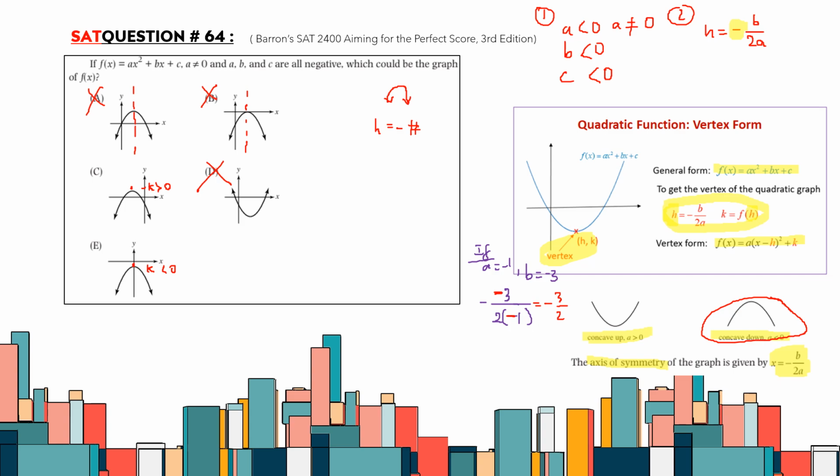In one graph the vertex is above the x-axis. For e, the graph is below the x-axis, so the vertex, the highest point, is k, right? So let's try. Now we have k equal to f(h), so we plug in: a times (-b/2a) squared, plus b times (-b/2a), plus c.